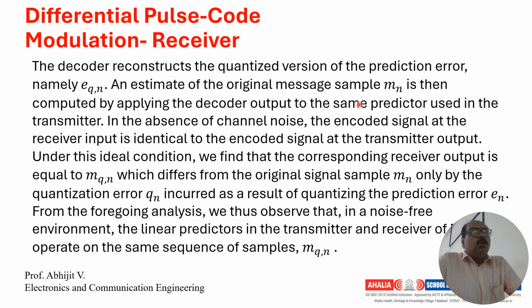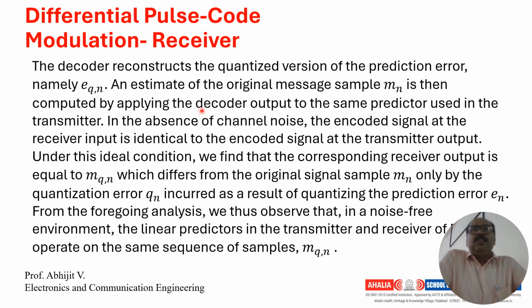So an estimate of the original sample Mn is then computed by applying the decoder output, because the linear predictor that is used in the transmitter is the same as that of the receiver. From that, you will be able to calculate, or estimate, Mn.